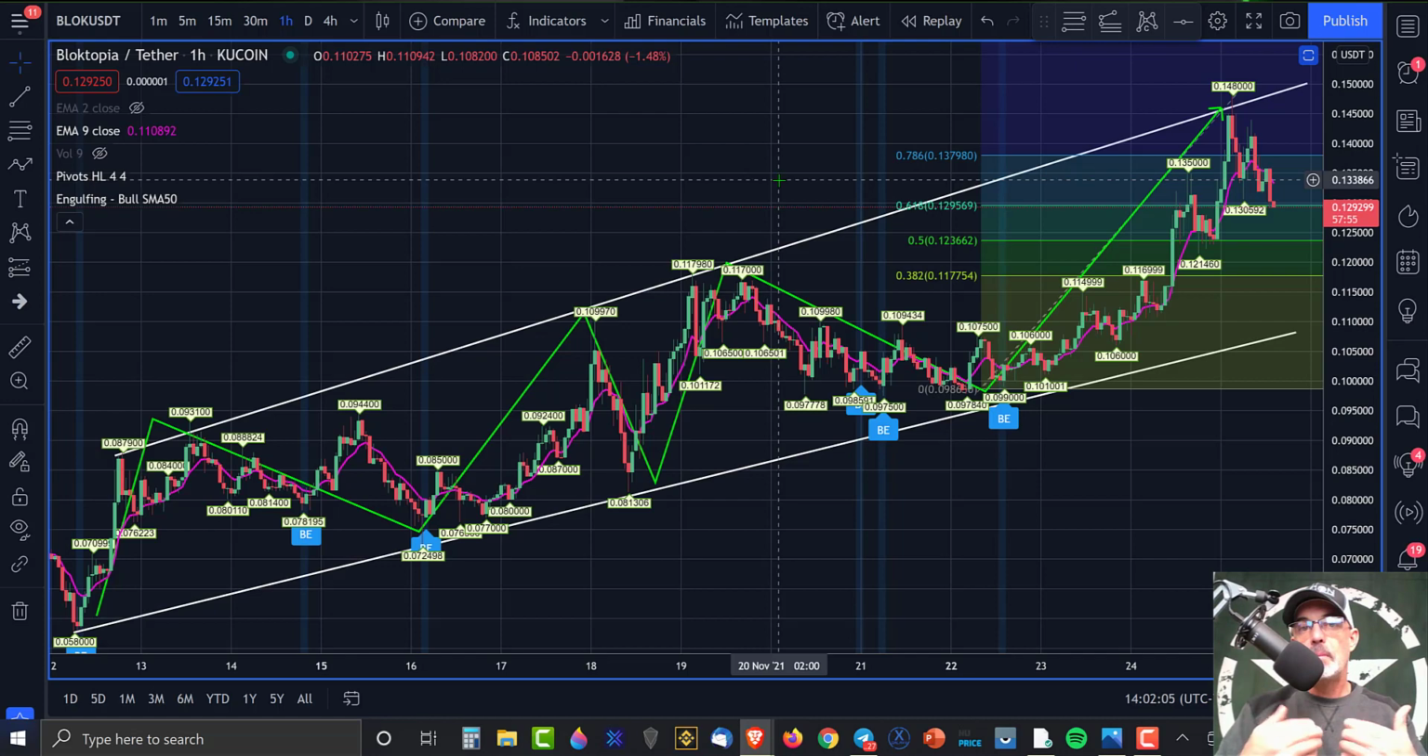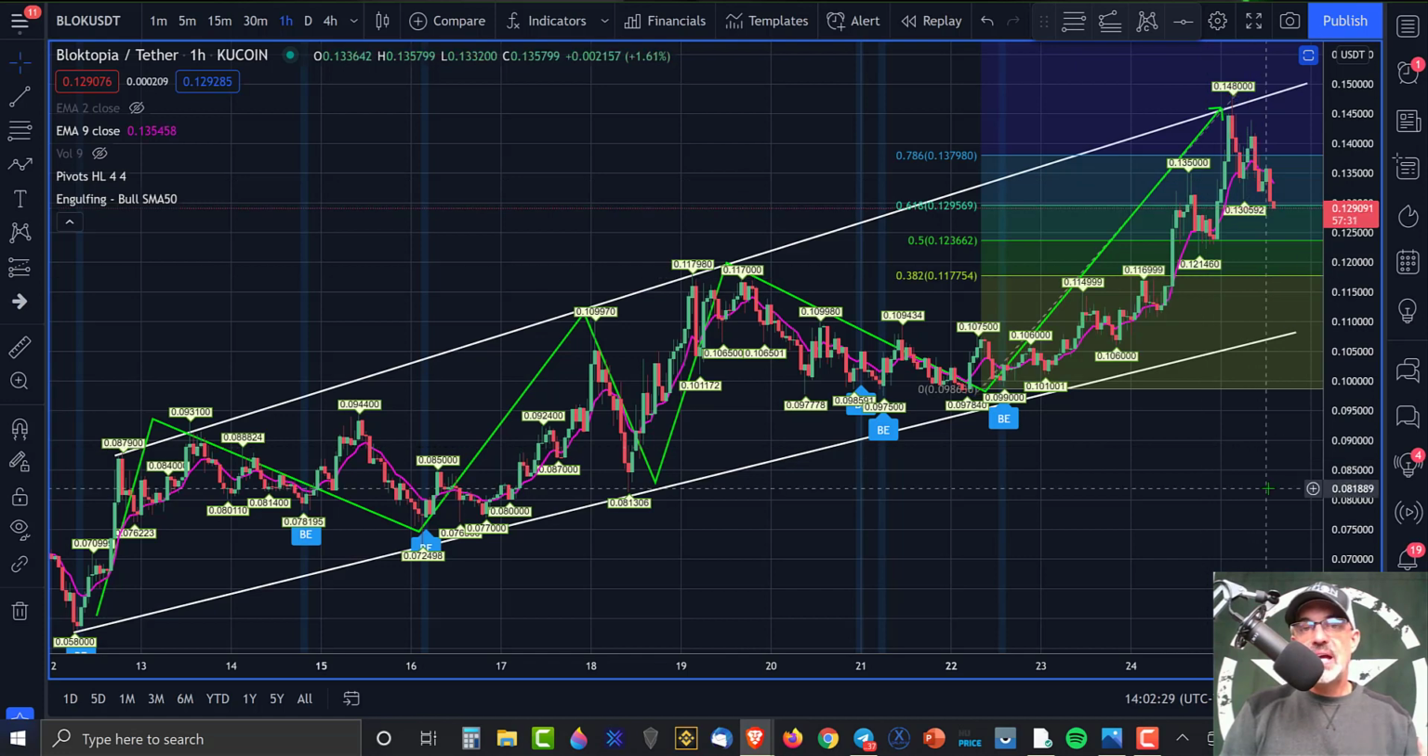Now, I want to stress that my sniper targets are long shots. That means they're high risk, and this price could just crash right back down to zero if this team does not follow through on their roadmap. But so far, it looks like they are actually moving forward at a pretty good clip.